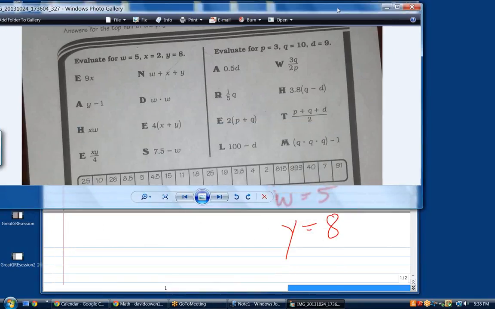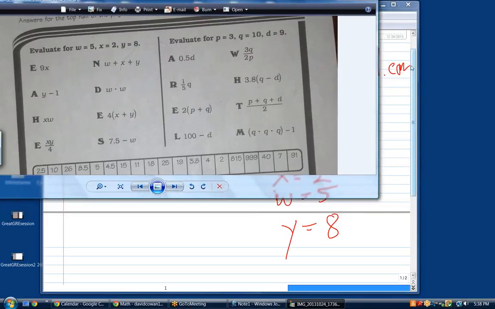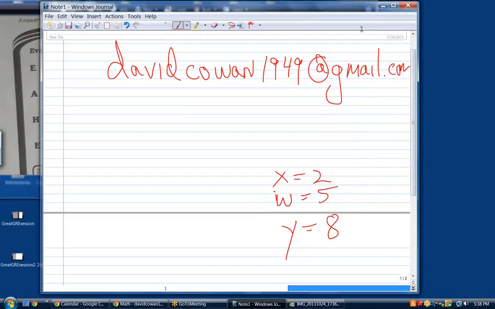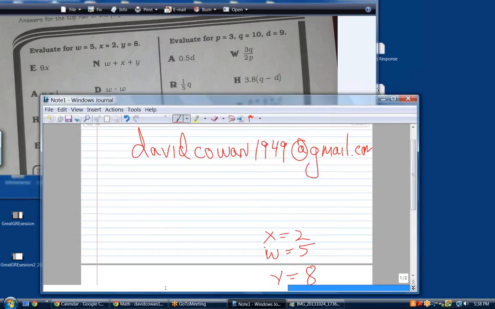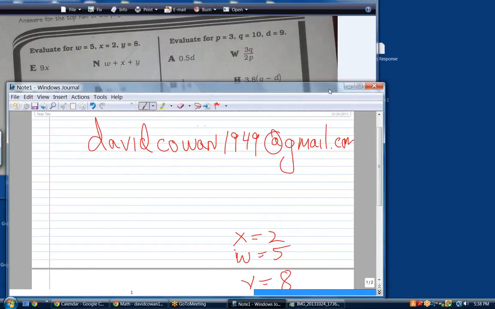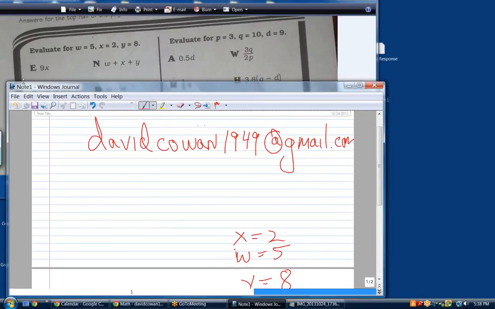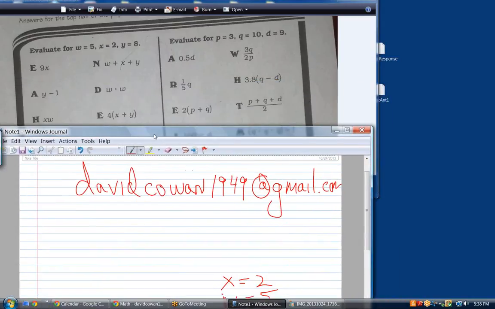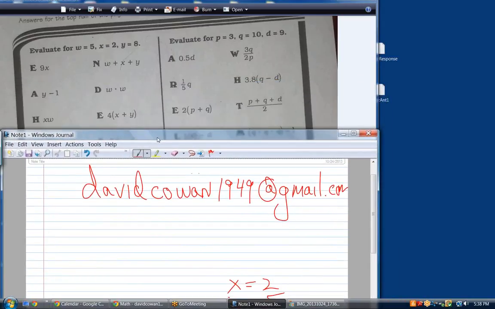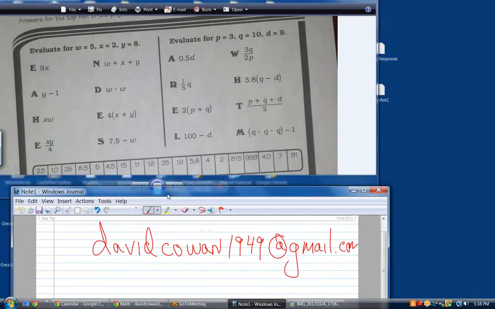I'll be upstairs if you need anything. Okay. So we're going to evaluate each of these expressions using these different values. Just read them off. Have you done some of them already? Yeah, I've done the first 3. I did E, A, and H. So you went down this way. Okay. Let's keep going in that same way.